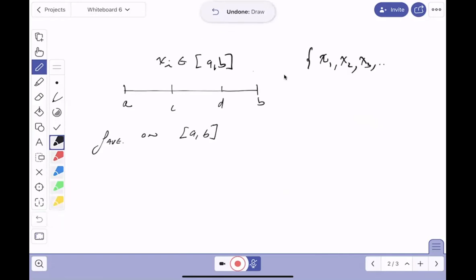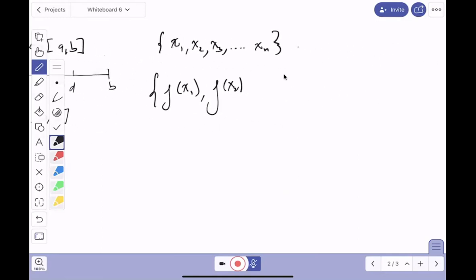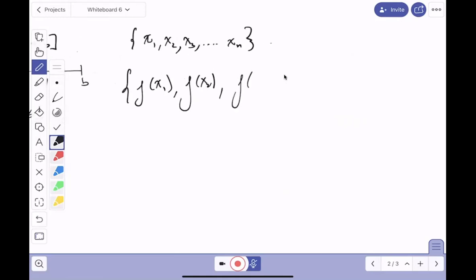x3. By the way, I'm not looking for the average value of x. There's n sample points over there, n of them. I'm not looking for the average value of x. I'm looking for the average value of the function. So it's going to be f of x1, f of x2, f of x3, f of x4, yada, yada, yada, up to f of xn.